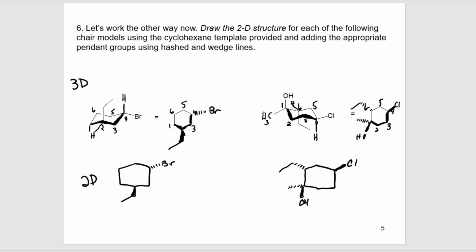Practice, practice, practice. You guys will be getting very good at this and doing it in your sleep, and it won't be any problem at all, so that when we start analyzing the energies of these systems, you won't be tripping over yourself trying to remember how to do and represent these cyclohexane systems.